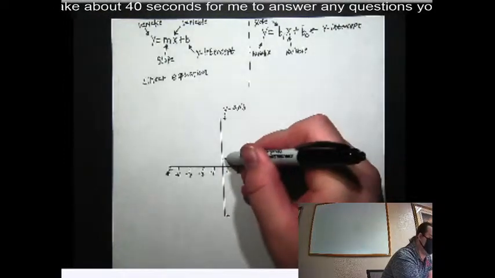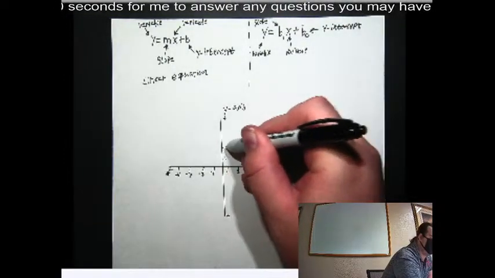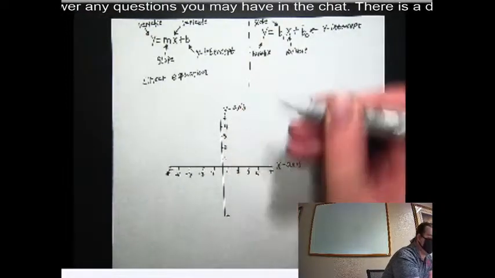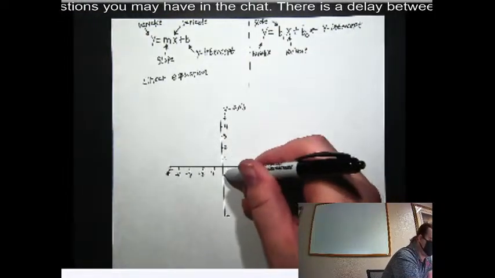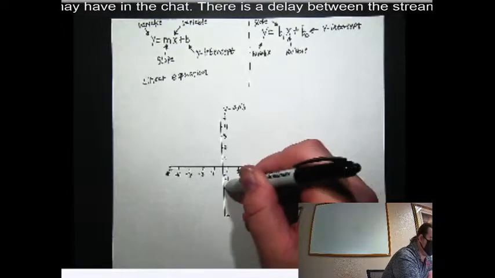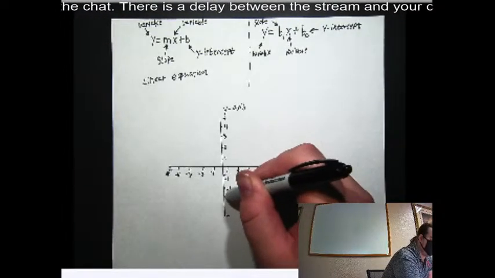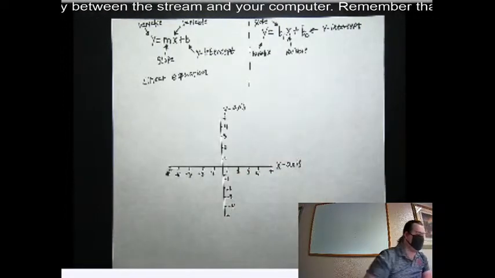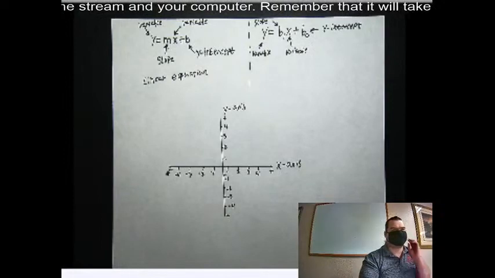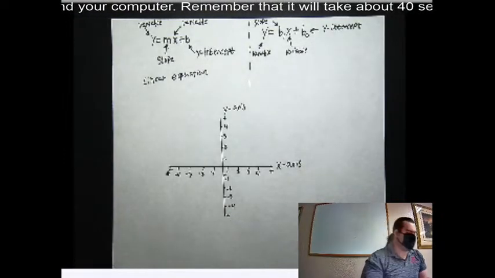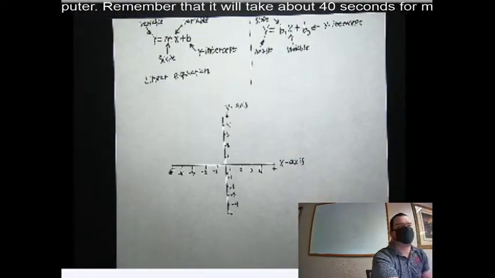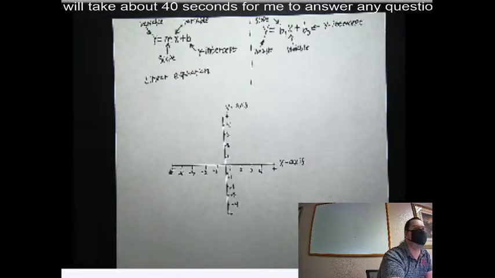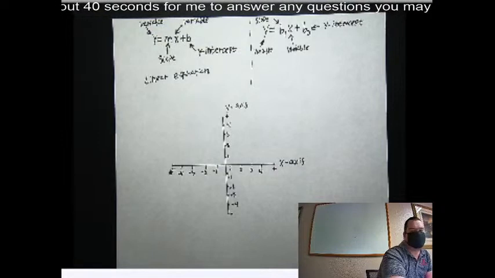So this one would look like 1, 2, 3, 4 positives, -1, -2, -3, and -4 negatives. So it's two number lines that are intersecting at a 90-degree angle. Any questions?